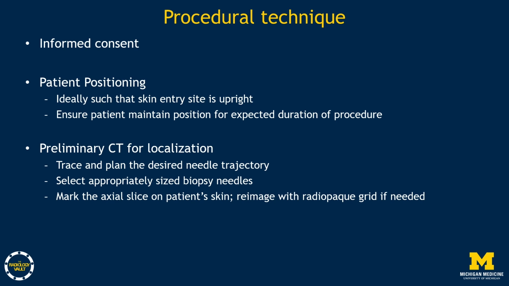Next, perform a preliminary scan to localize the lesion, trace your planned trajectory ensuring a safe window, select the appropriate length introducer and biopsy needles, and mark the entry slice on the patient's skin with a felt marker. At this point, you can re-image with a radiopaque grid in place to further pinpoint the entry site, or do so later with a needle serving as a marker. The use of a coaxial biopsy needle is preferred as it will reduce the number of pleural punctures, thereby reducing the risk of pneumothorax.